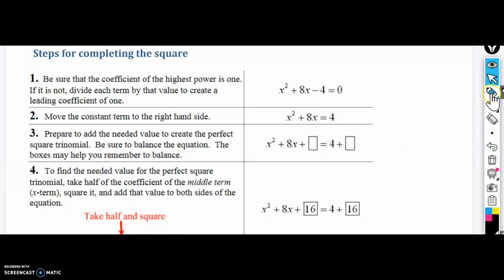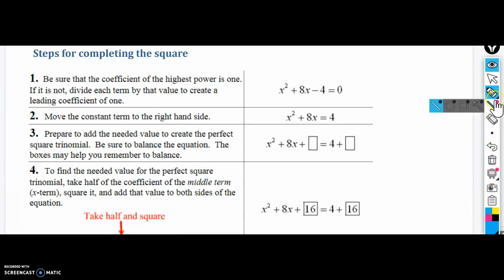Then last year, I believe all of your teachers had you write it out kind of like this, where it was x squared plus 8x plus something blank equals 4 plus blank. Those boxes, or I do little lines for my Algebra 1 kids, help you remember that you need to add a number in there. To find that number, I'm going to scroll down.